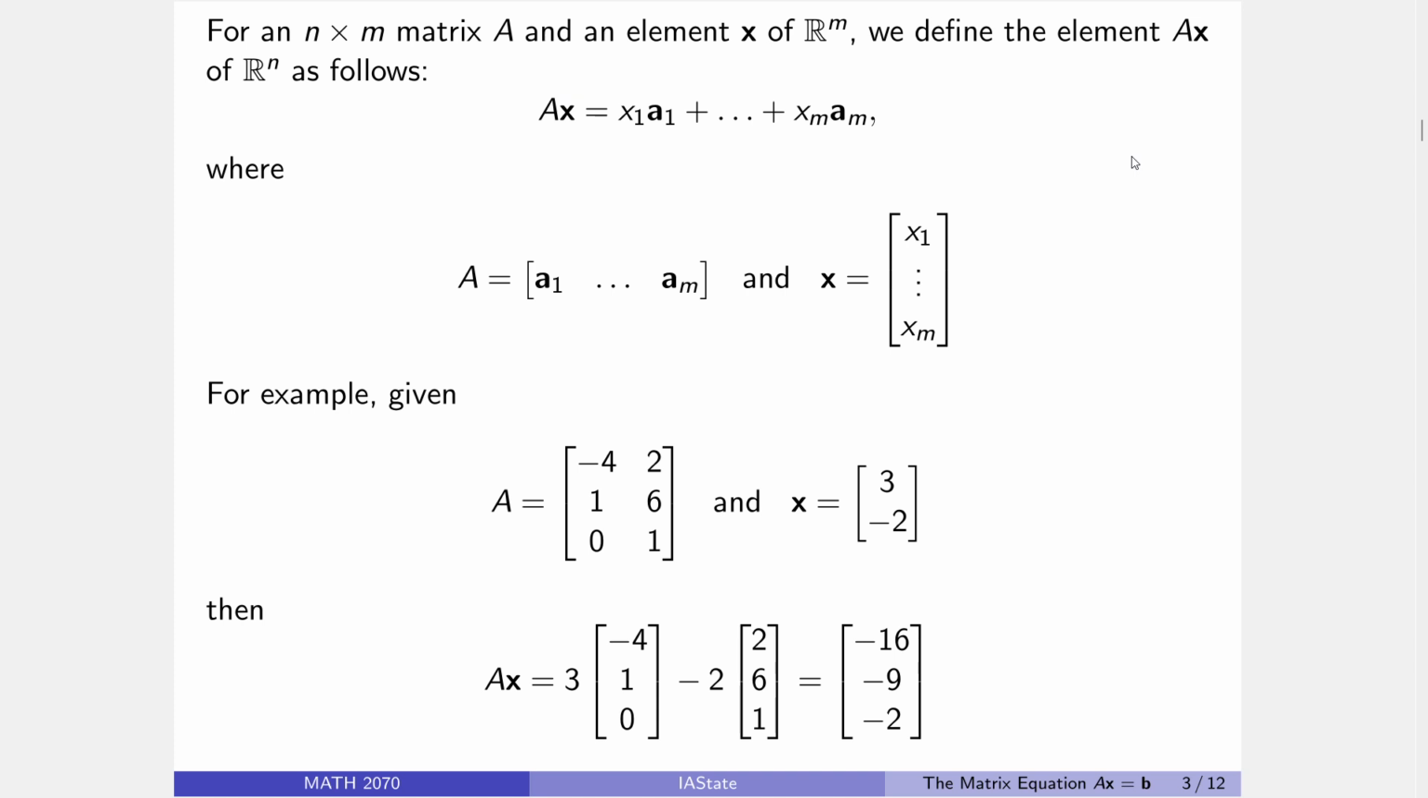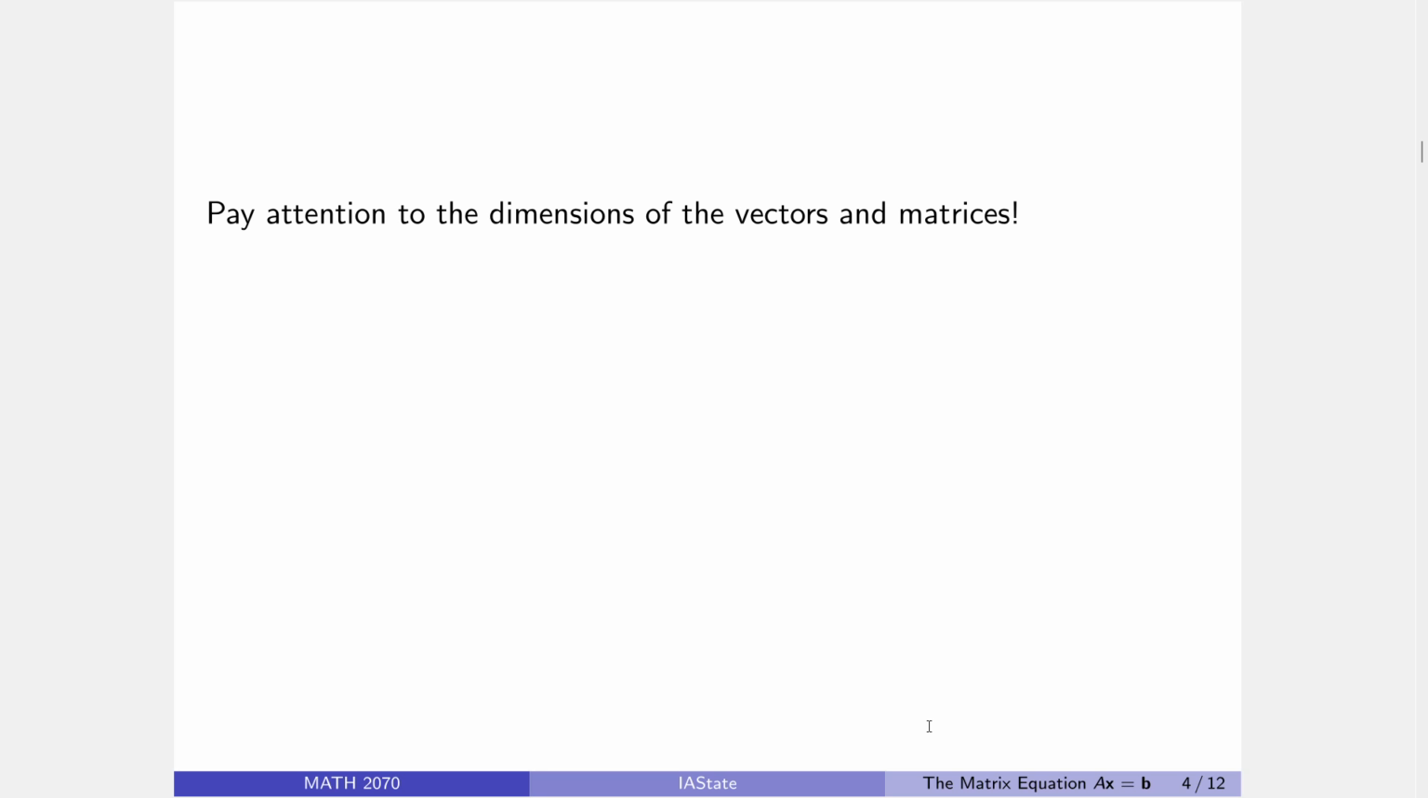Alright, but for an example, let's see this in action. Let's say I had a 3 by 2 matrix. Here we have 3 rows, 2 columns, and an element of R2, x, defined as follows, and I wanted to do A times x. So following my rule, I take column 1, scale it by entry 1, column 2, scale it by entry 2, and combine. Simple as.